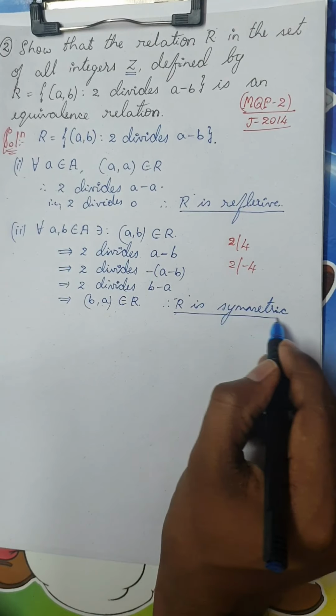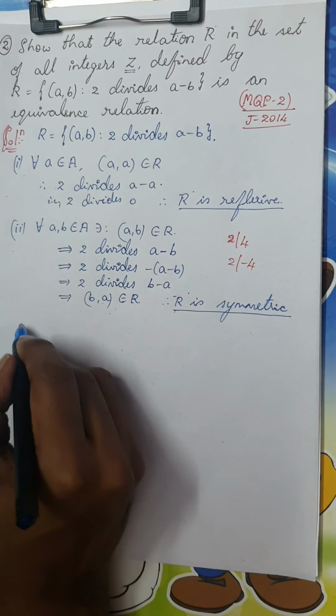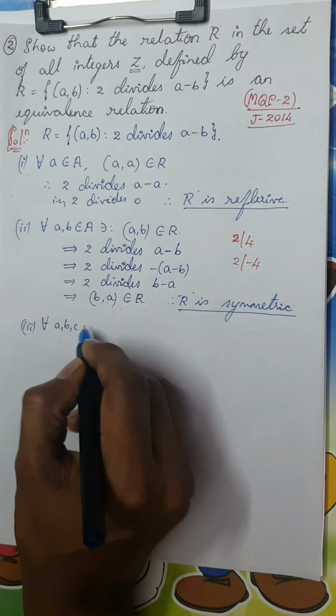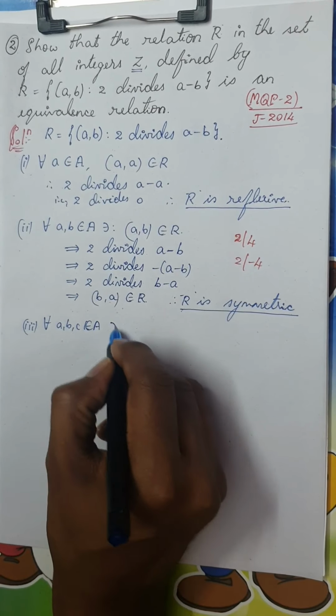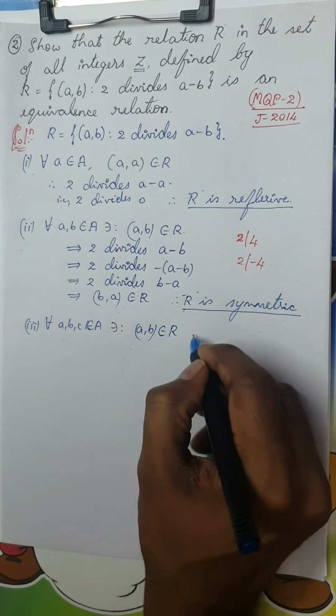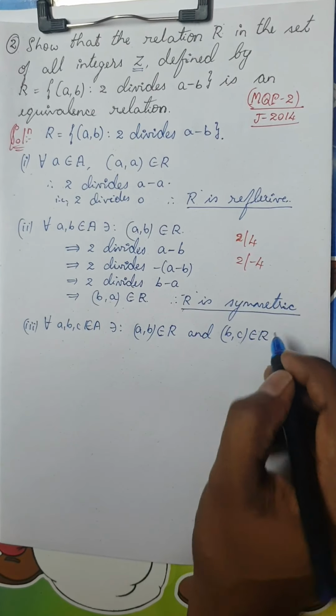Raju, are you following? Okay. So this is 2 marks is already there. Now going on to the third relation. For all A, B, C belonging to A, such that I will consider A comma B belongs to R and B comma C belongs to R.